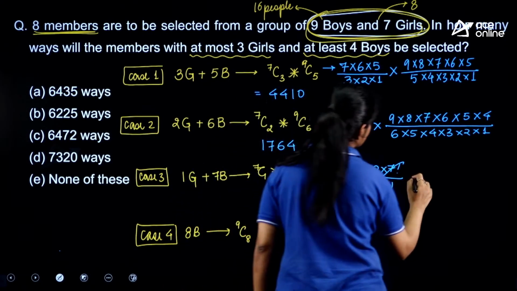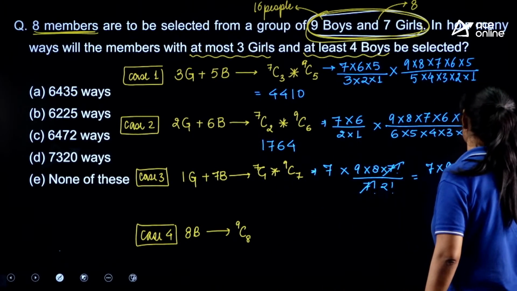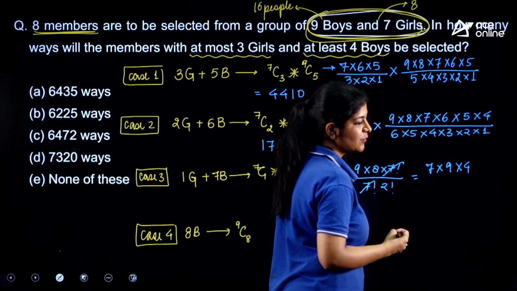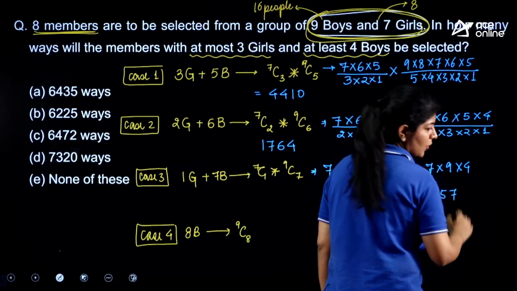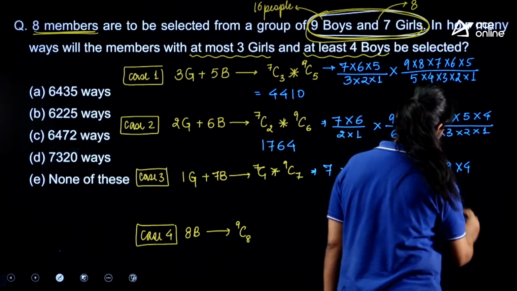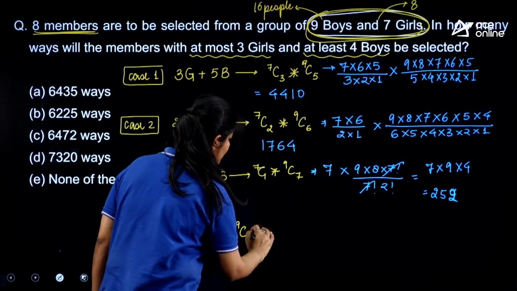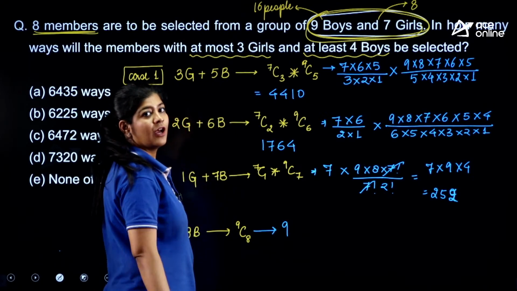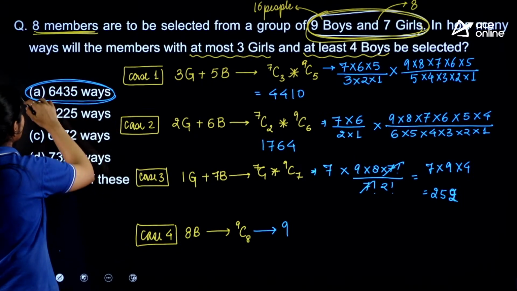So this is eliminated, and here we are getting 7 into 8 into 7 into 9 into 4. When we multiply this, what will we get? We will get 250, not 257, not 252. And in the end, we are getting 9. Now when we add all these values, we will get our answer as option number A.